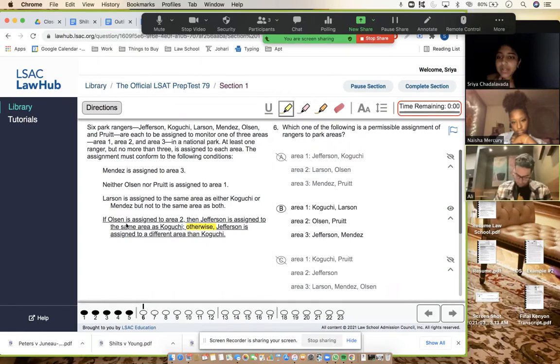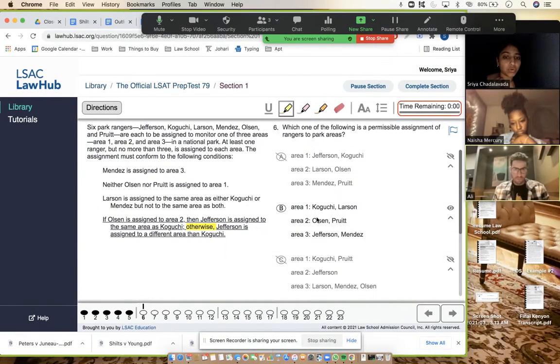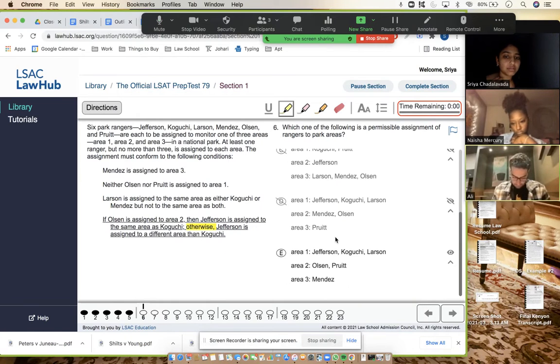Did I cross this out? There we go. If O is assigned to area 2, okay, so O is in 2, O is in 2. It applies to both of these. Then J has to be with K. O is in 2, J is with K. O is in 2, J is not with K. Gone, right? E is our answer.